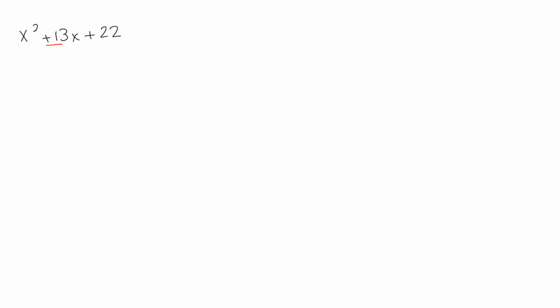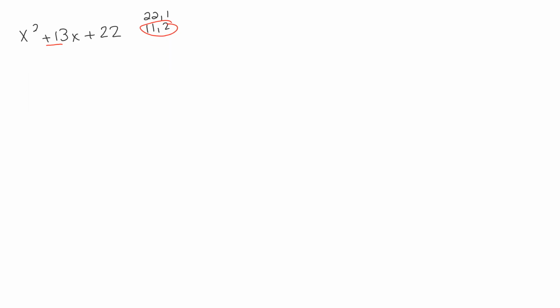So first up, we know we're dealing with positive factors, so we would have 22 and 1. Well, 22 plus 1 is 23. That doesn't work. Next up, we have 11 and 2. Well, it just so happens 11 and 2 add up to be 13. So that's what we need. So here's how you write this out.